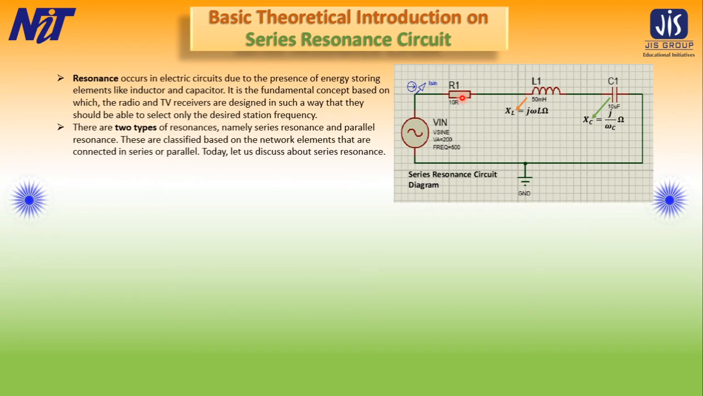So resonance occurs in electric circuits due to the presence of energy storing elements like inductor and capacitor, here L1 and C1. It is the fundamental concept based on which radio and TV receivers are designed in such a way that they are able to select only the desired station frequency. There are two types of resonance, namely series resonance and parallel resonance. These are classified based on the network elements that are connected in series or parallel. Today let us discuss series resonance only.